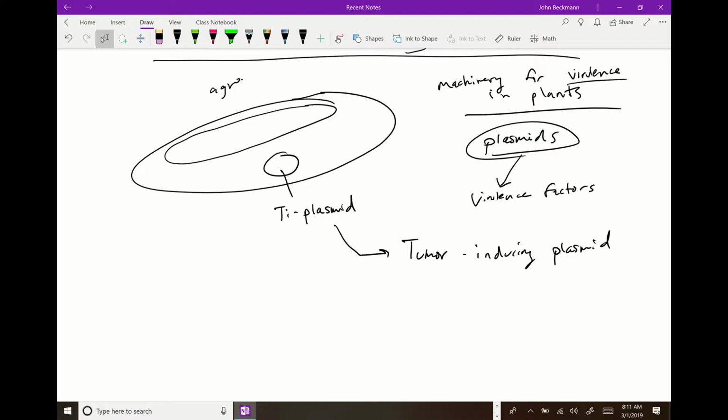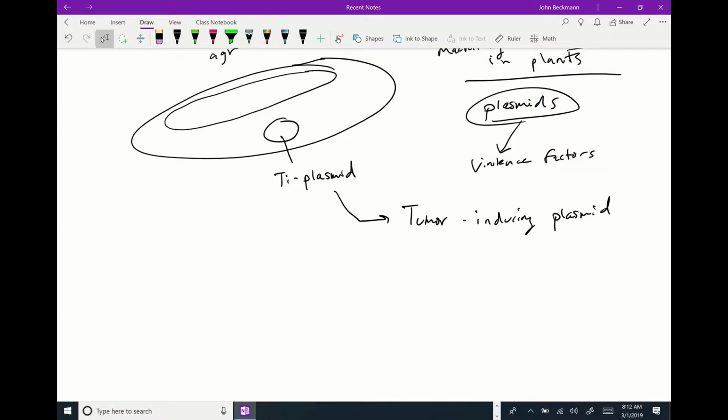And why does the Agro want to induce a tumor in a plant? Yeah, it basically is forcing the plant, manipulating the plant to create a little environment, a little microcosm that this agrobacterium can replicate in and basically steal nutrients from the plant in favor of reproducing the bacteria. So it's got this whole Ti-plasmid whose job is programmed to induce tumors in the plant. So let's look at the Ti-plasmid.